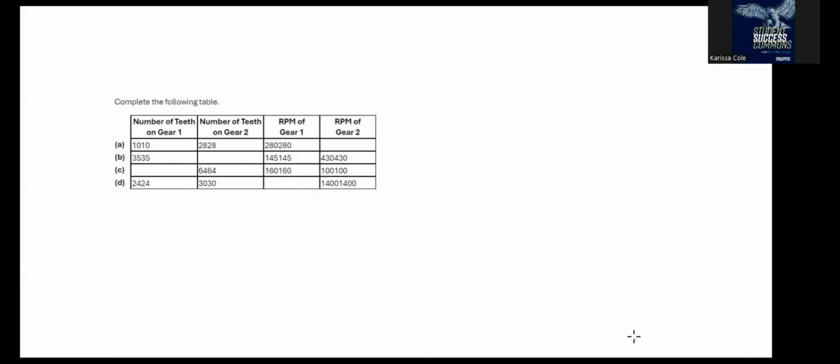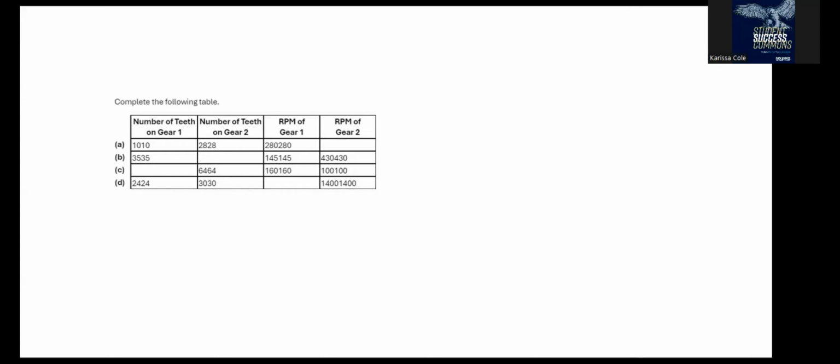Okay, everyone, let us take a look at some ratios and proportions. There are a couple of different ways you can approach these types of problems. I'm just going to go with one way for this video, but I will leave some links in the description where you can watch other helpful videos about ratios and proportions.